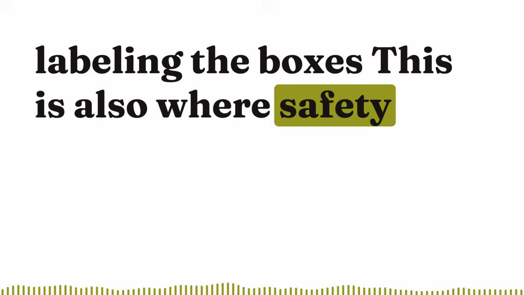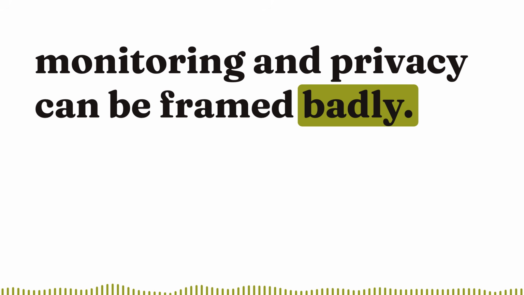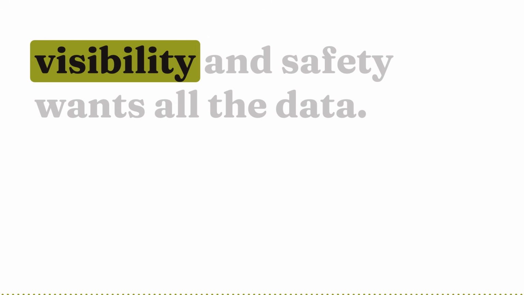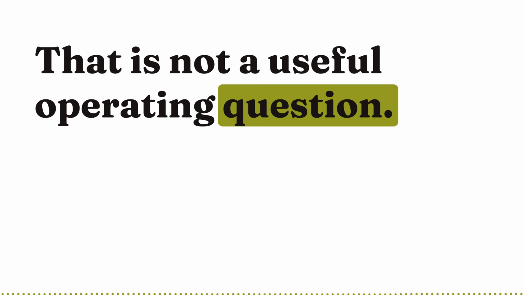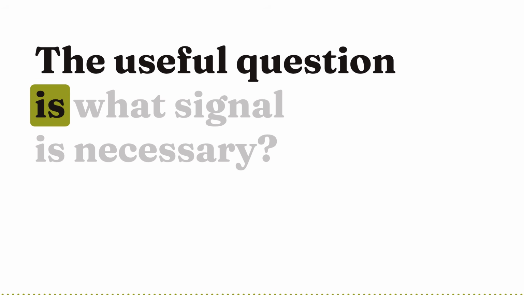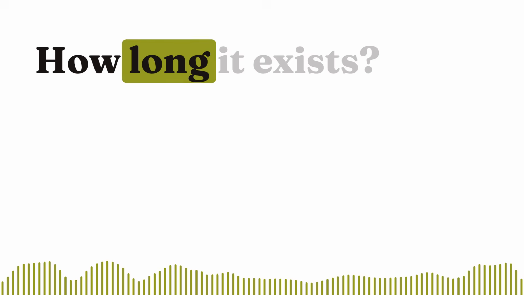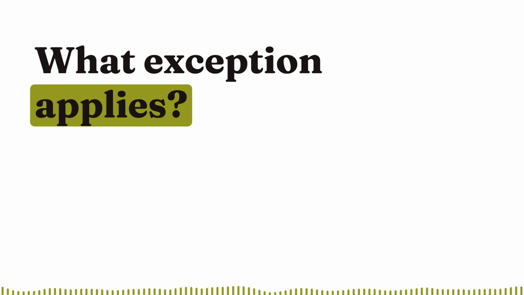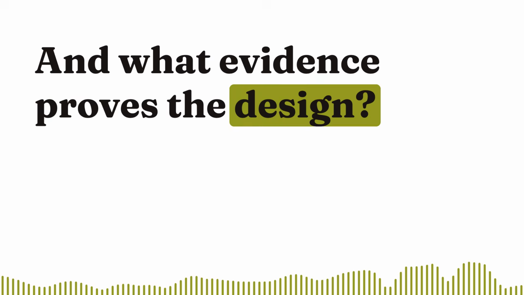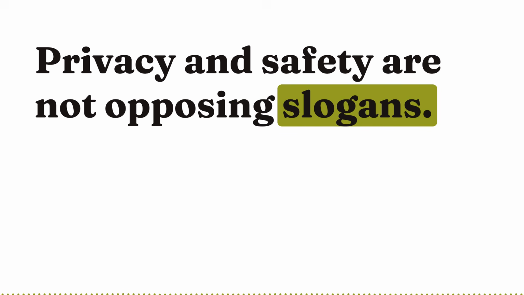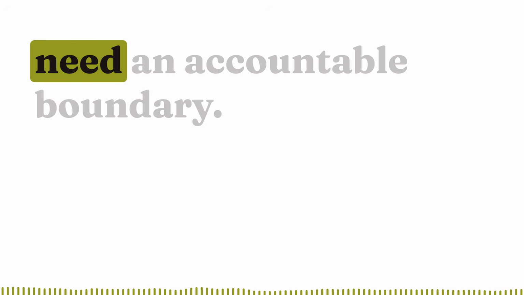This is also where safety monitoring and privacy can be framed badly. The lazy version says, privacy wants no visibility, and safety wants all the data. That is not a useful operating question. The useful question is, what signal is necessary? What content is exposed? Who can access it? Where is it processed? How long does it exist? What exception applies? And what evidence proves the design? Privacy and safety are not opposing slogans. They are design requirements that need an accountable boundary.